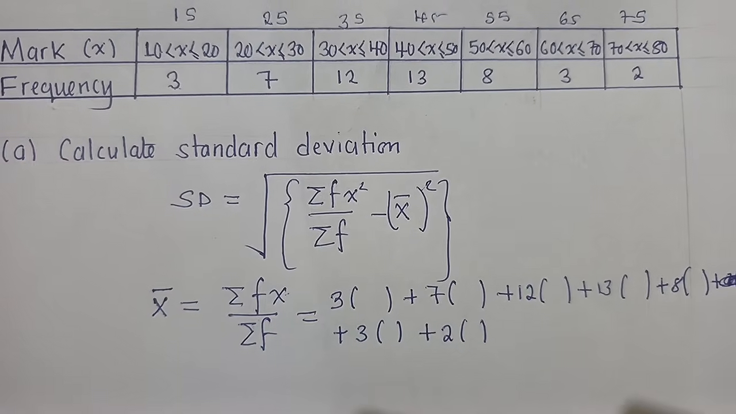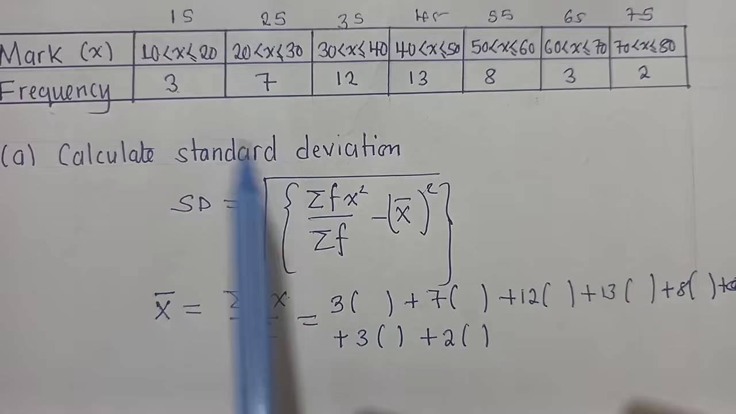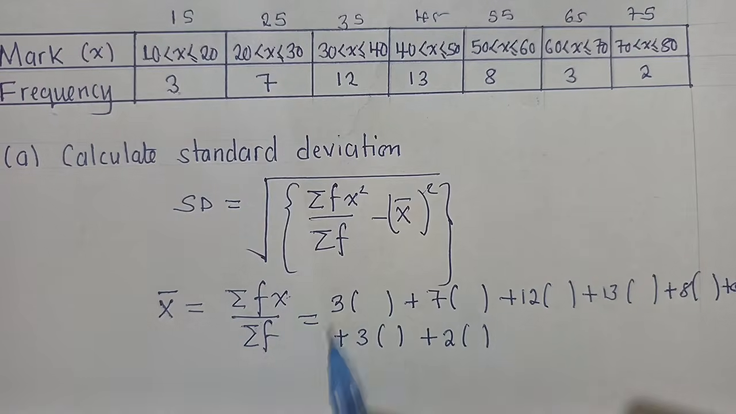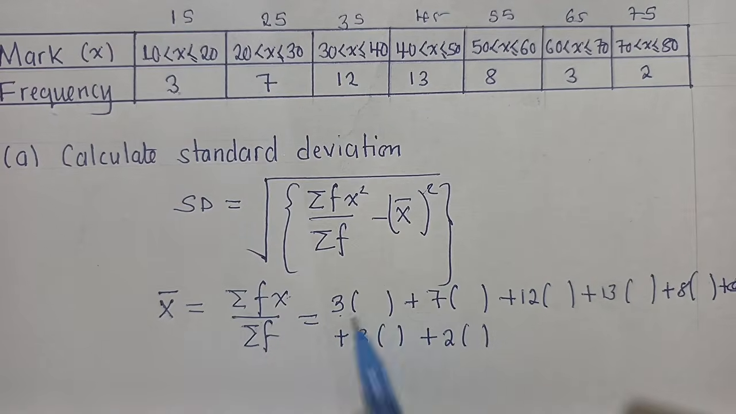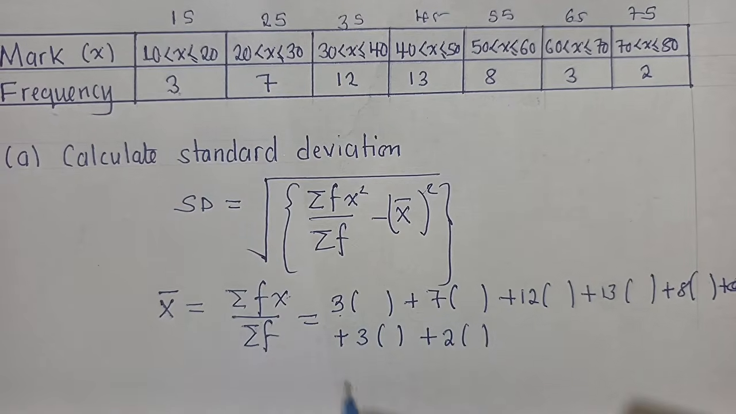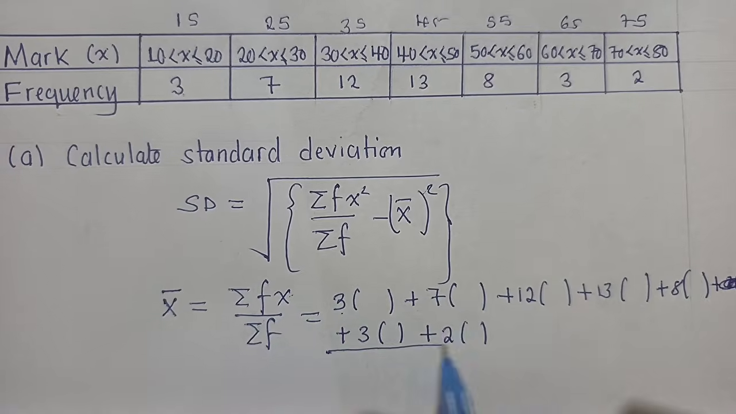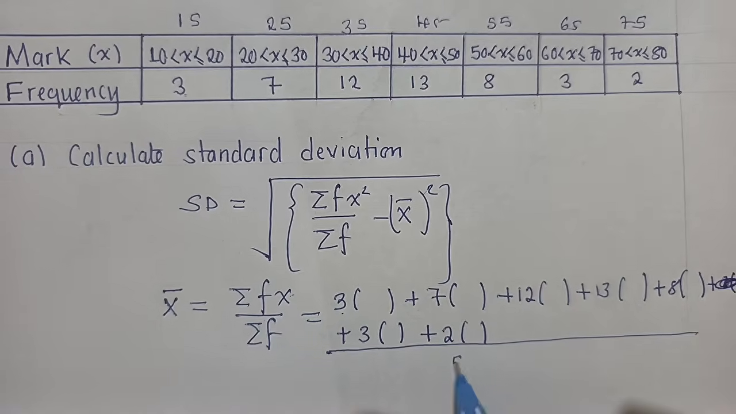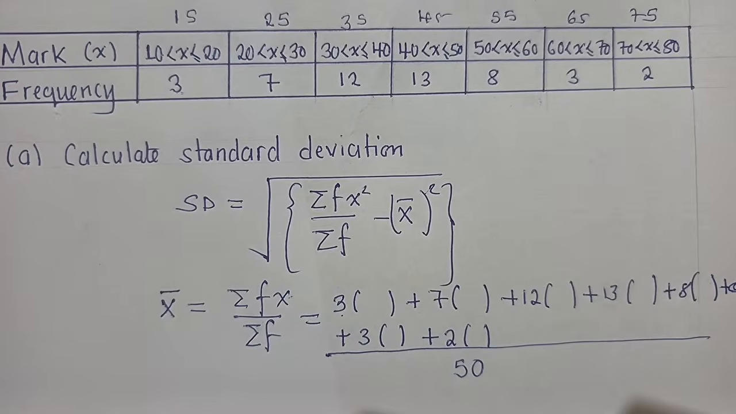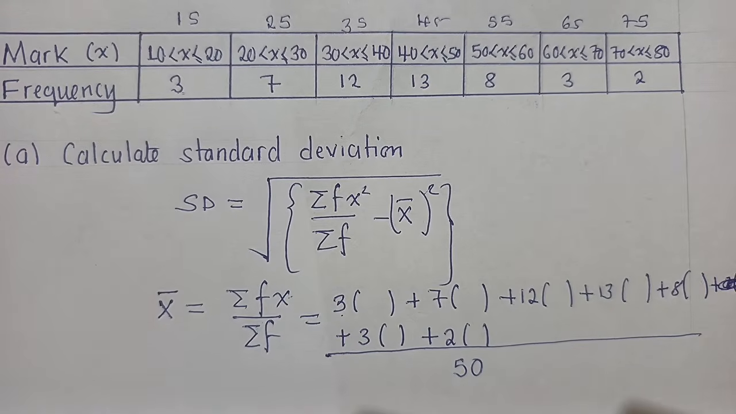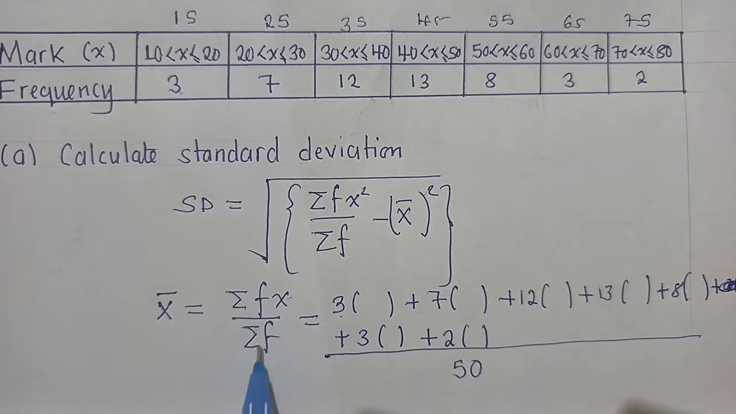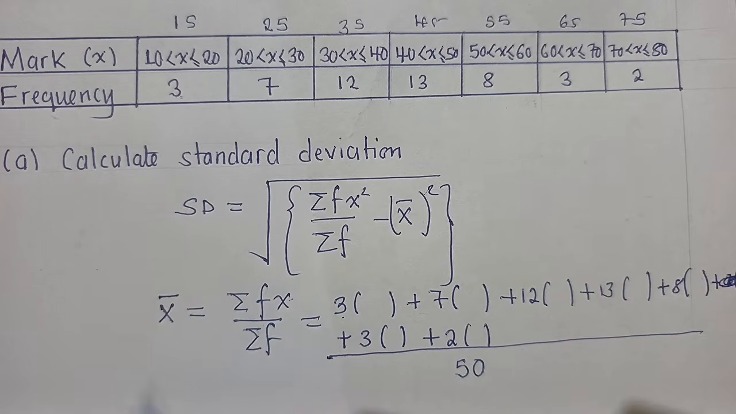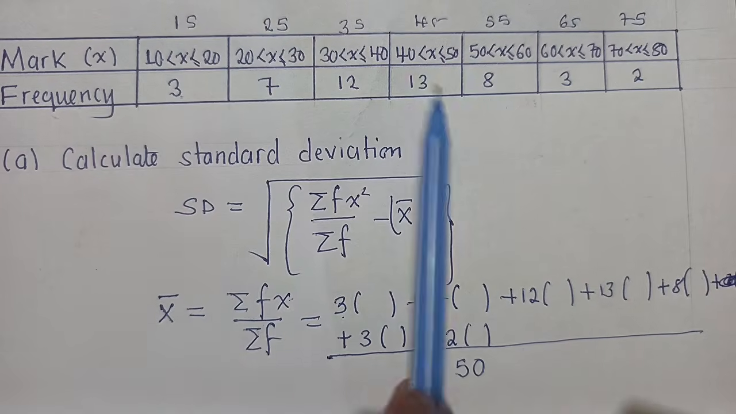So hopefully you can see what I've just done. I've gotten all these numbers, written them here, opening, close, opening, close. Then I will say everything over 50. I know some of you may be wondering where the 50 is coming from. This 50 means summation of f. f is frequency, and when we say summation, we are simply saying addition of all these frequencies.